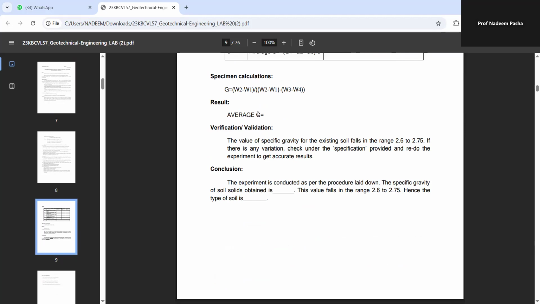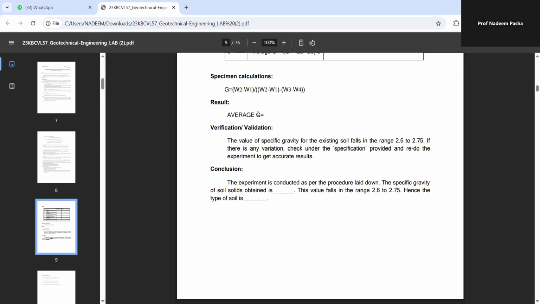Now, the specimen calculation. What is the formula to calculate specific gravity? G is equal to (W2 minus W1) divided by (W2 minus W1) minus (W3 minus W4). Because it is the first experiment, you may not get confused. But as you go on conducting experiments, this type of formula will be very confusing. So, how to remember this? A trick I will give you. G is equal to 21 divided by 21 minus 34. That is, 21 is nothing but W2 minus W1. Similarly, 34 is W3 minus W4. So using that, you can easily calculate G.